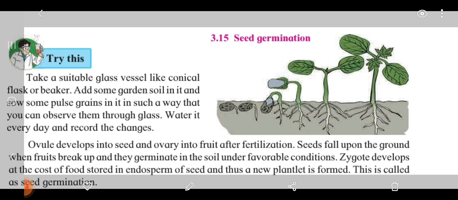Here we have finished the part on sexual reproduction in plants. In the next lecture, we'll talk about sexual reproduction in human beings.